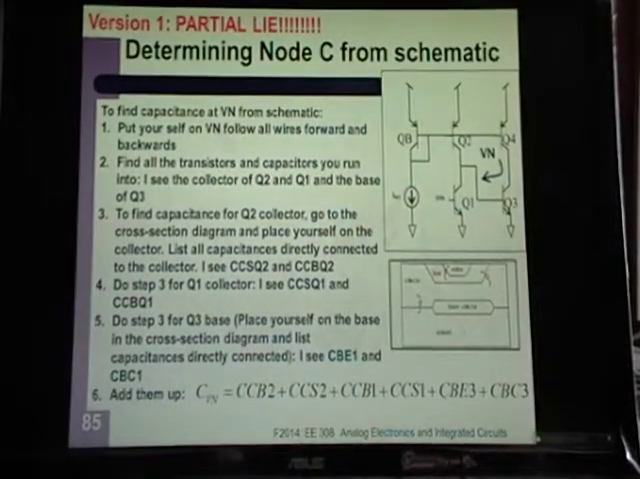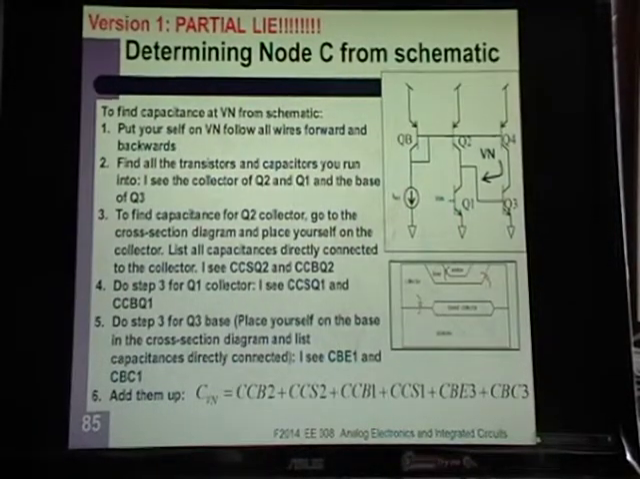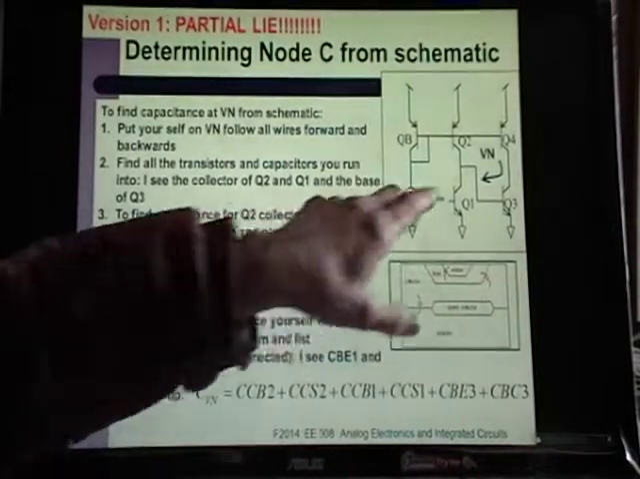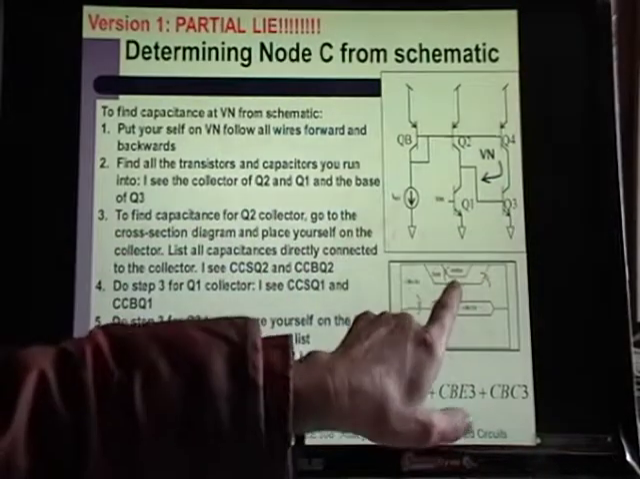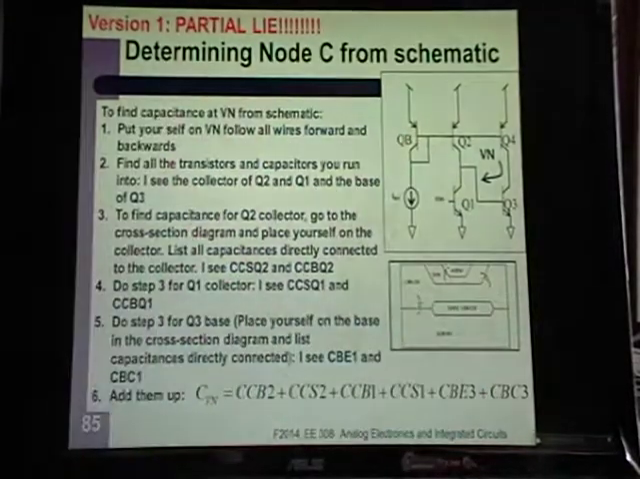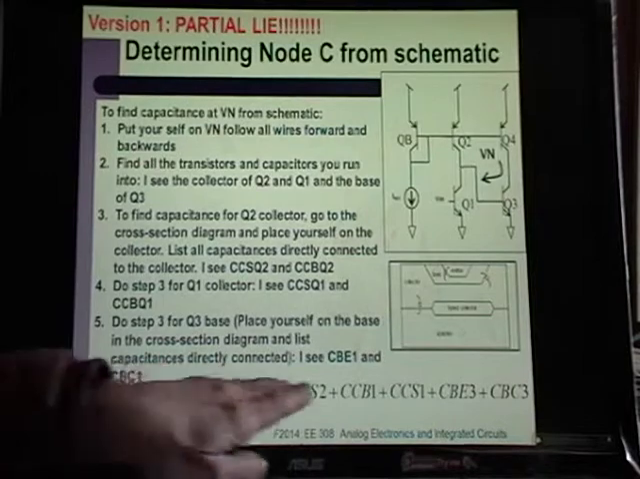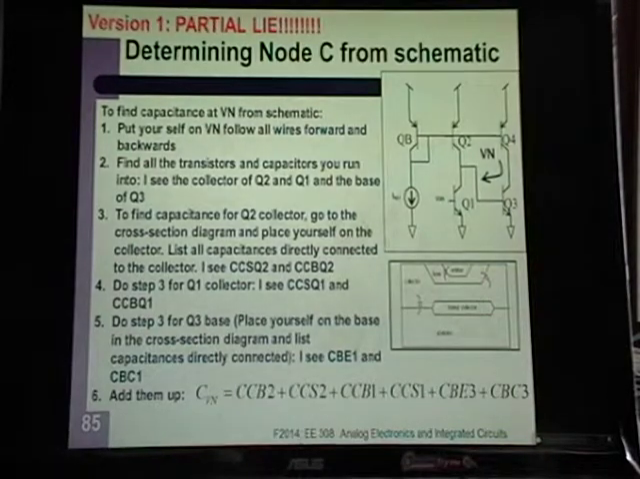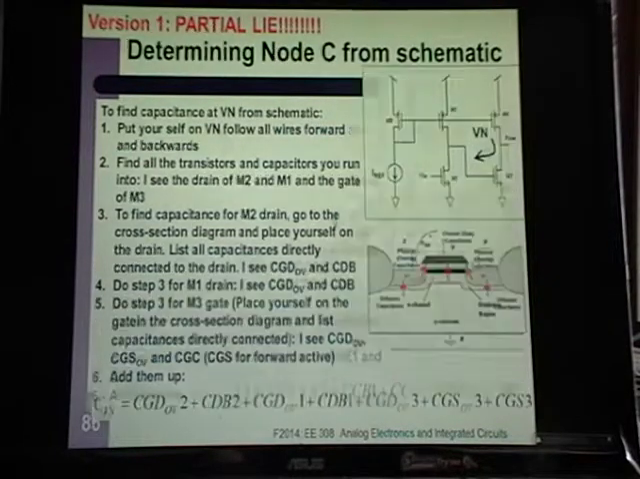And those are all the capacitances at this node. I'm just trying to find the capacitance right now. Okay. And you didn't have to do small signal analysis. You didn't have to do anything. You just had to follow all the wires in all the directions and put yourself on this picture right here to see what capacitors you see. Okay. And you get all this. Okay, great. All right, that was easy.